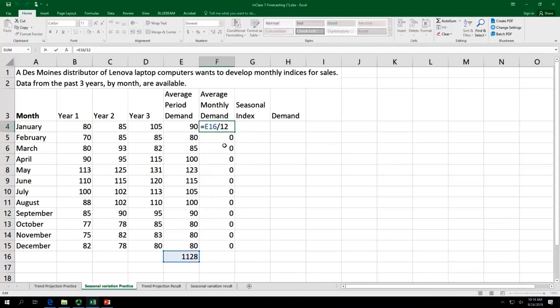Oh, see, I got some error. I just want to demonstrate this error to you. I cannot drag my formula directly at this moment, because when you drag, Excel is going to shift your formula by one space in the row. So it is E16 divided by 12. And if you click the next one, it's going to be E17 divided by 12. E17 is 0. That's why you got a 0 over here.